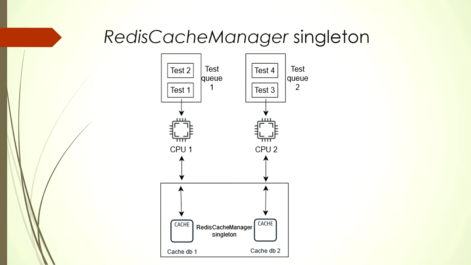So this is essentially a picture of the architecture I settled with at the end. You have that singleton for a Redis cache manager pretending to be a Redis cache, but it's just redirecting the request to the corresponding database.